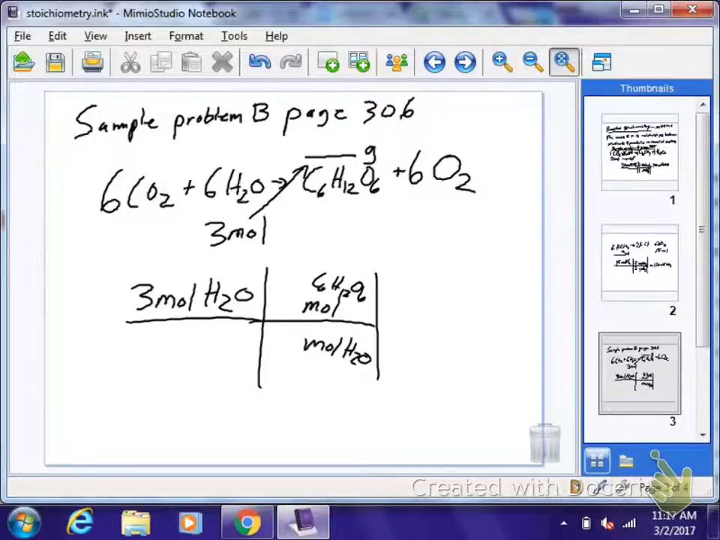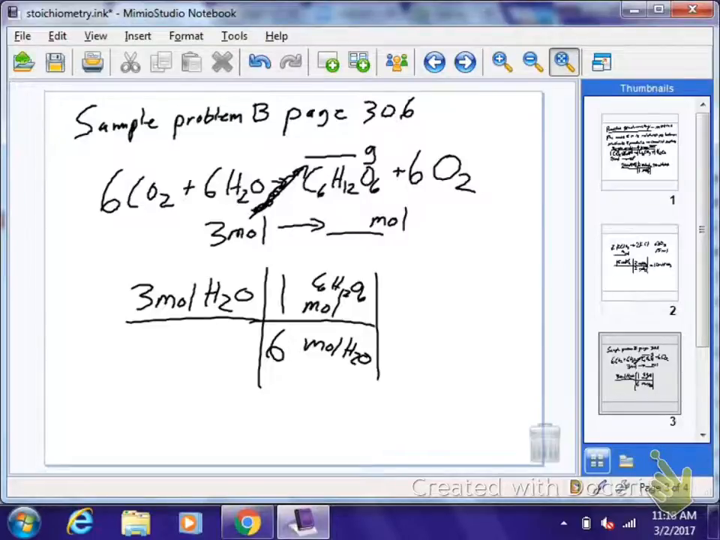So down here, what number goes here? 6. What goes up here? 1. Right? So where are we on our map? We're right below the grams. We're at this point right now. If we would calculate, we'd get that value.